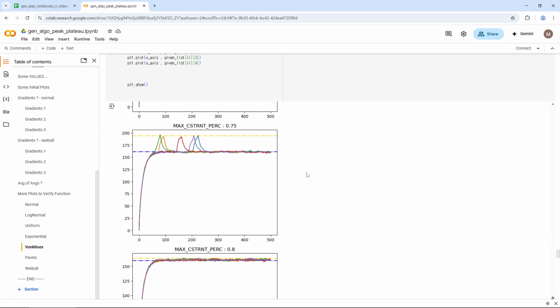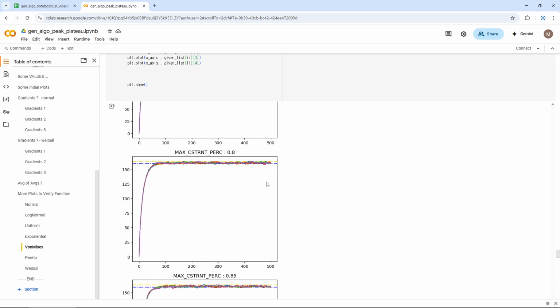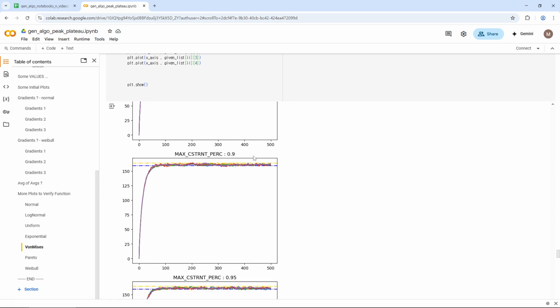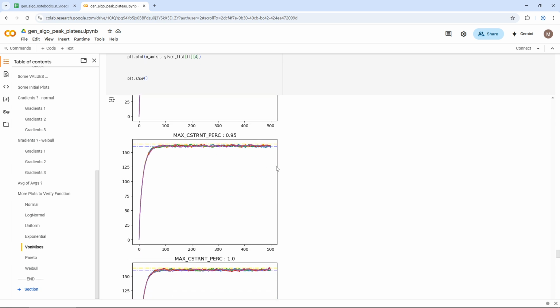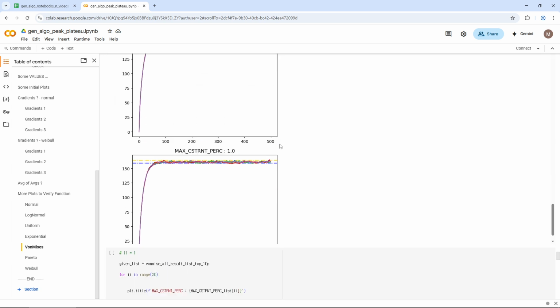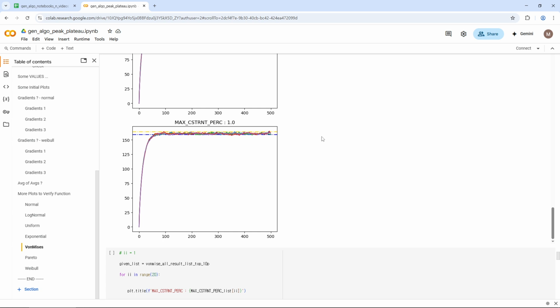Blue is the new plateau. Yeah, sorry, I got distracted. 80%, 85%, 90%, 95, 100. So all of the blue dash-dotted lines are very close to the plateau level. And again, may I remind you, this is the average of the averages. Average of the moving averages.